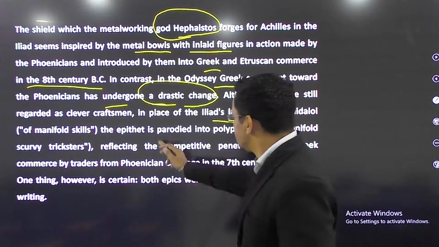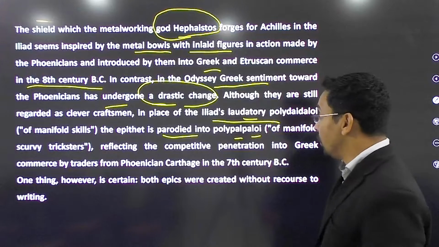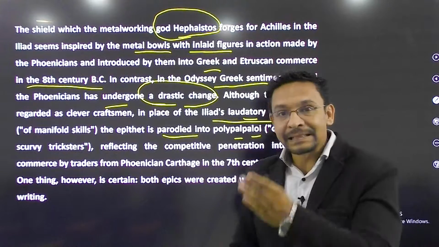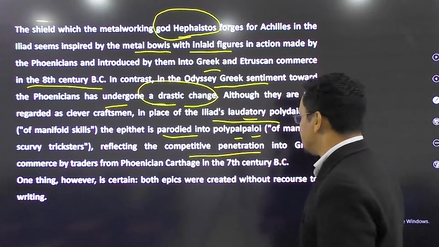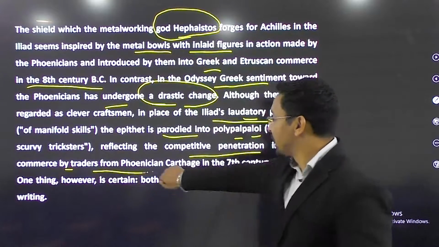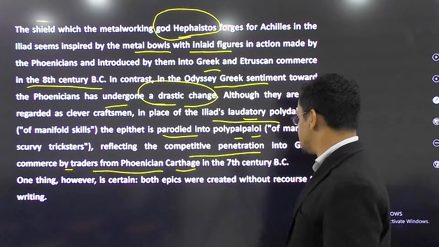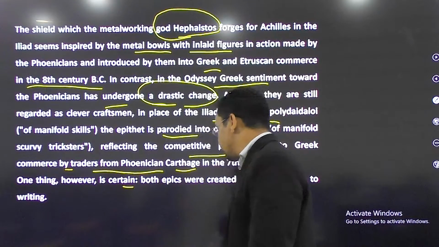The epithet is parodied into polypaipaloi, of manifold scurvy tricksters, which is a negative term. This reflects the competitive penetration into Greek commerce by traders from Phoenician Carthage in the 7th century BC. एक चीज, however, clear है.